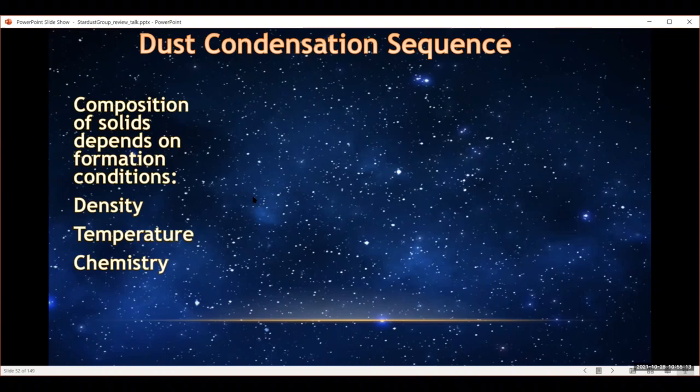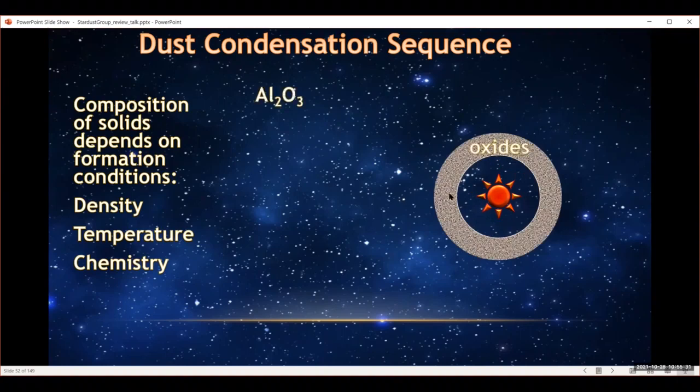What we actually get is a dust condensation sequence, and this is where what forms depends on the density or pressure in the gas, the temperature, what is stable, and the chemistry, what is available to make dust. So here I have my star, and at some distance, it's going to be cool enough to form oxides, but not cool enough to form other stuff yet.